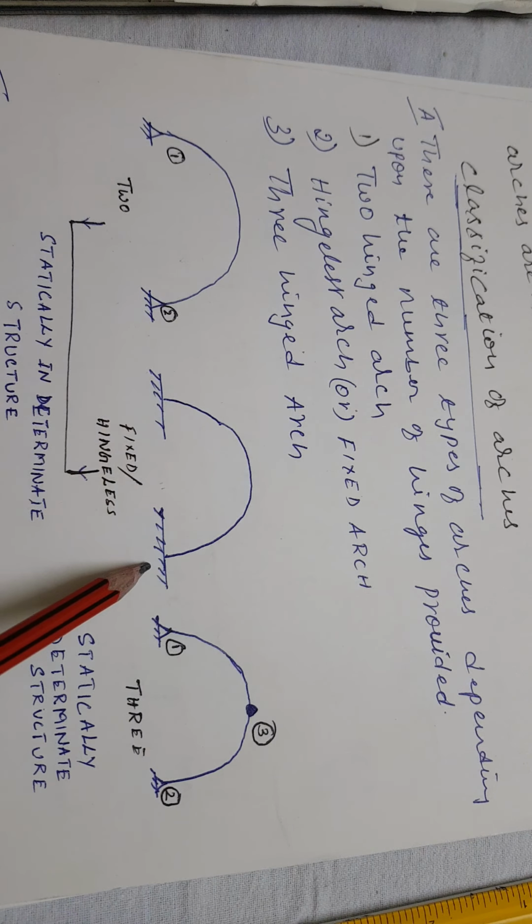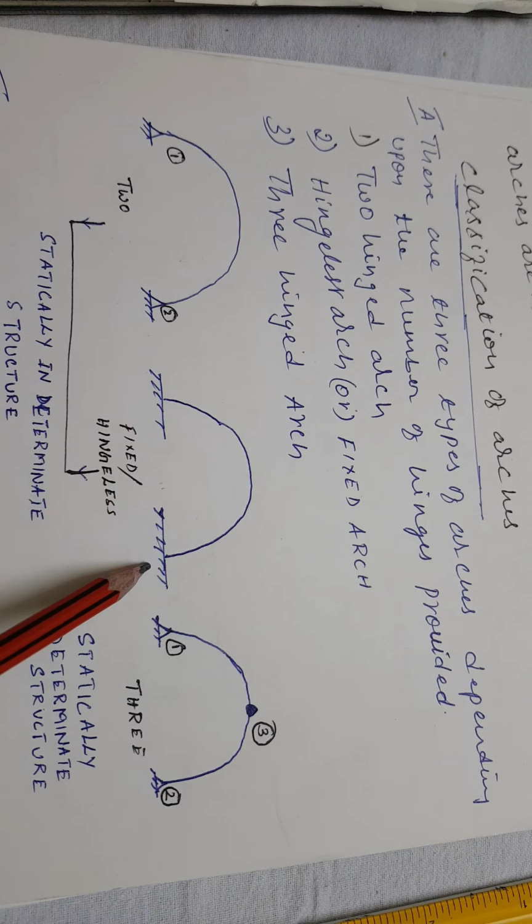This can be solved by using the 3 equilibrium conditions, that is, summation of Fx equal to 0, summation of Fy equal to 0, and moment at any point equal to 0. Based on the hinged supports we have 3 different classifications: 2-hinged, hingeless or fixed arch, and 3-hinged arch. In your syllabus we are focusing mainly on determinate structures, so we are concerned only with the 3-hinged arch.